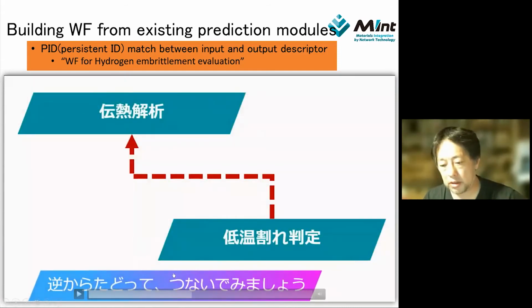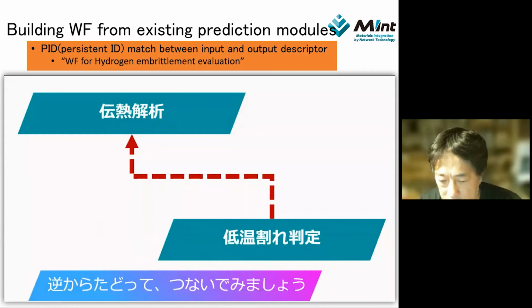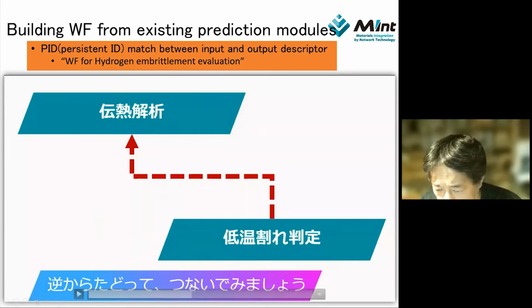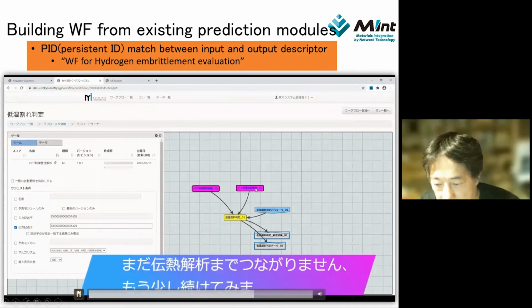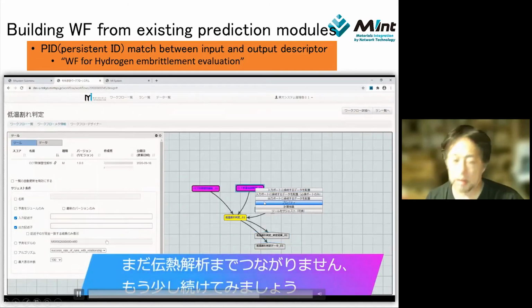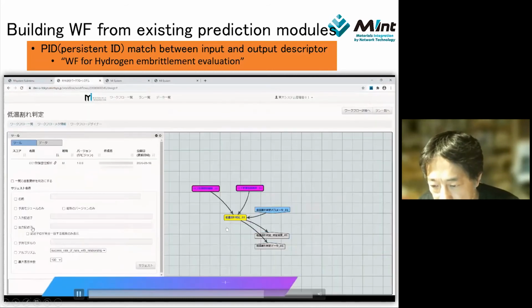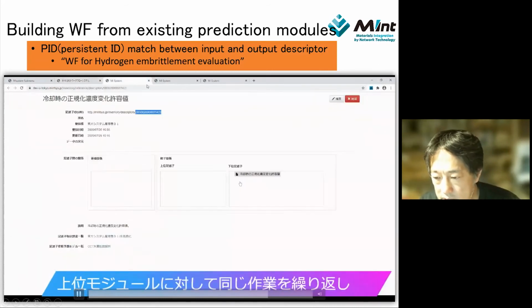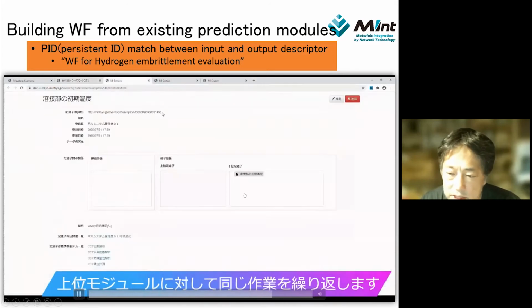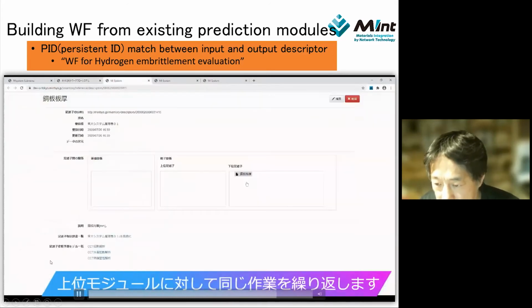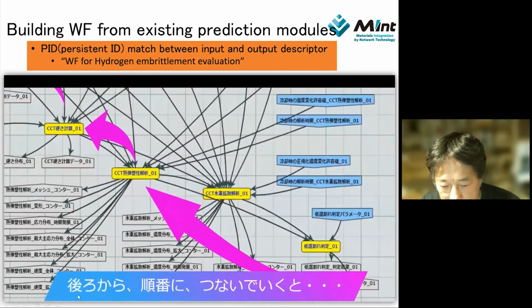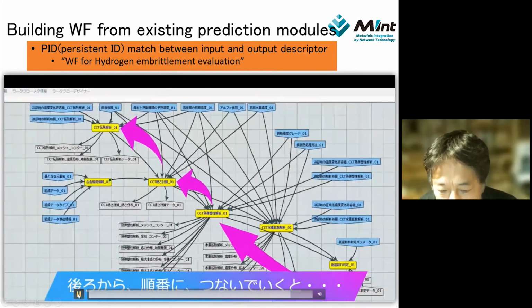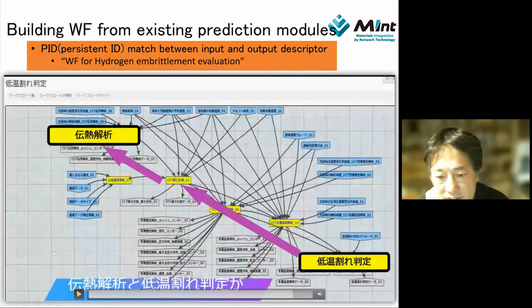Of course, users have to check whether the suggested workflow is valid or not. However, the system can understand. The user can understand the very small workflows, and the system can connect them by judging the persistent ID matching conditions. I'm sorry, I can't explain so well.